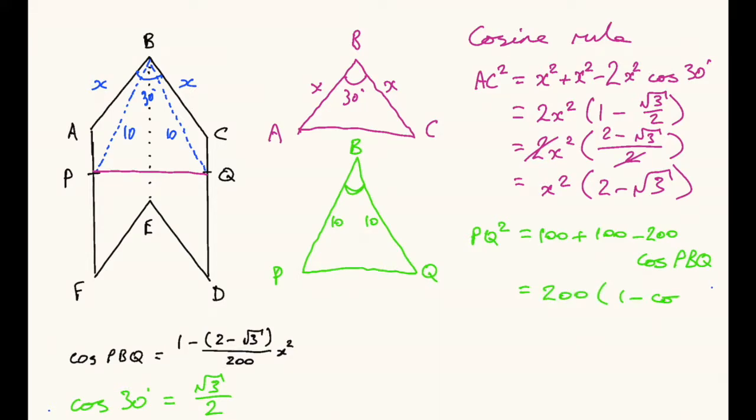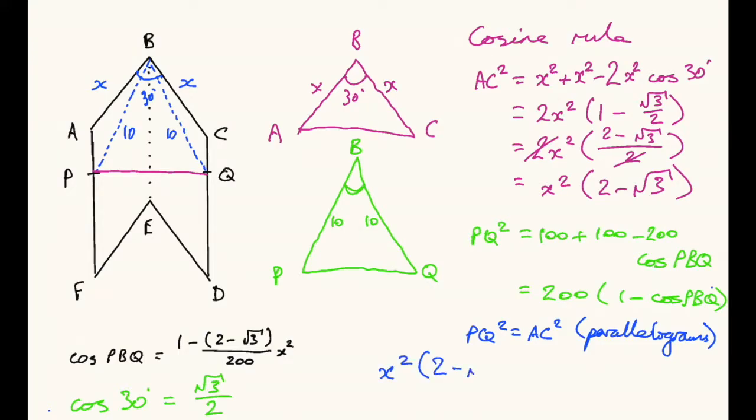And this is going to be 200 times 1 minus cos PBQ. Since we know that PQ squared equals AC squared, because of the parallelograms, just to say that that's why I've used it, this leads to x squared, 2 minus root 3, equals 200 times 1 minus cos PBQ.